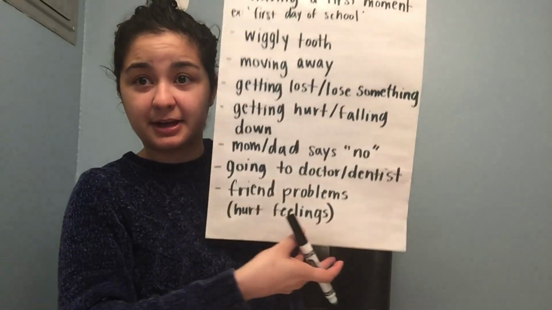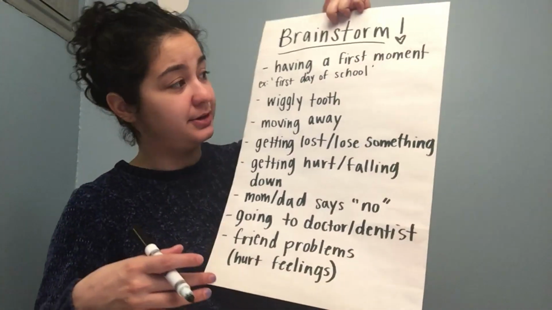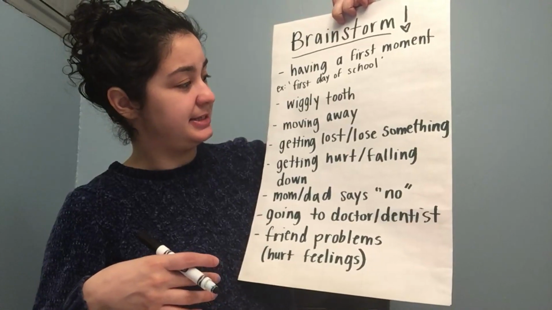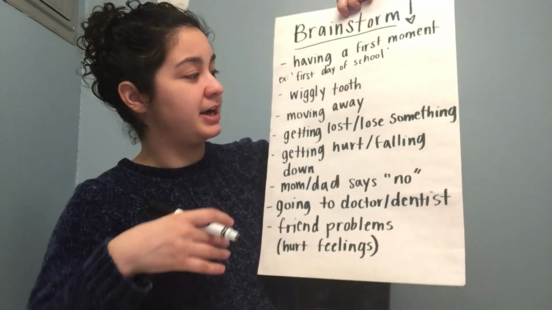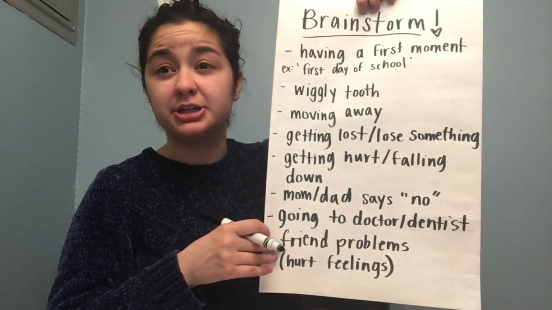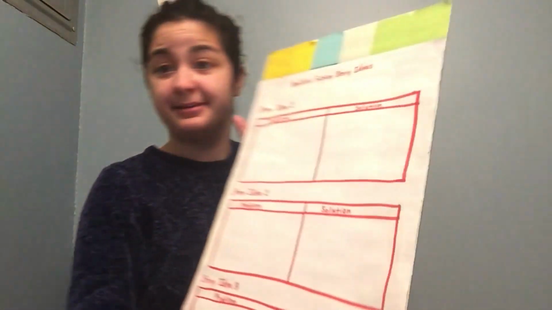So I'm going to go back to my brainstorm and I'm going to choose my first one, which is moving away. That's the one I'm going to choose. So for my first story idea, for my problem, okay, as I write my problem, you can take out your paper and write yours. Think about the first idea you want.